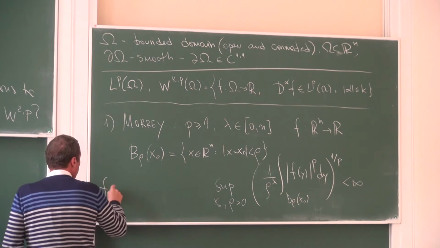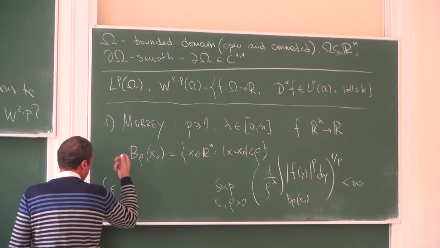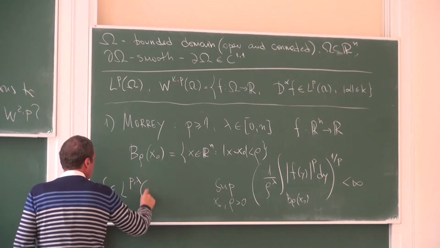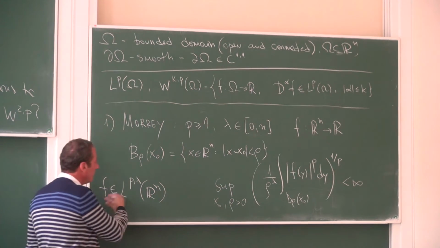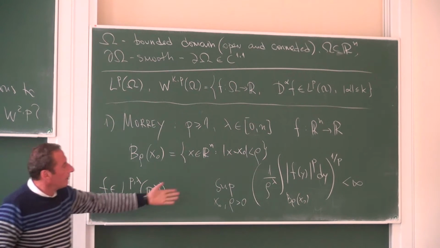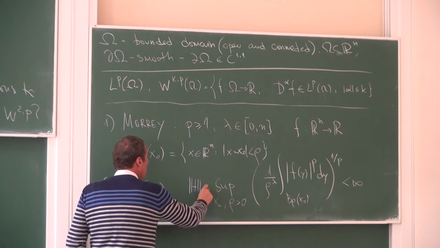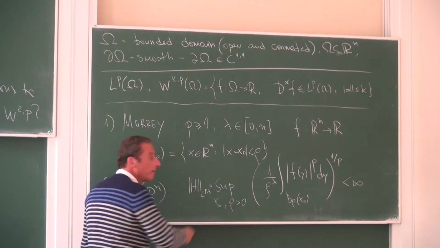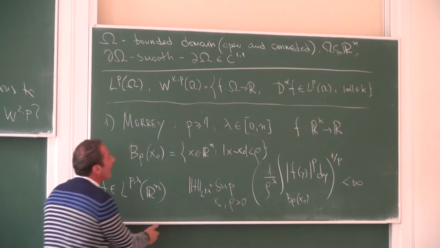then you say that f belongs to the Morrey space L^{p,lambda}. So f stays in this space if and only if this quantity is bounded. And it turns out that this quantity defines a norm in the Morrey space L^{p,lambda}.